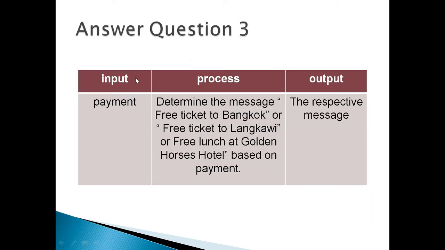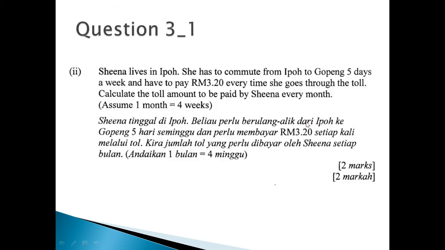Okay, so the input is payment, and then the process: determine the message, free ticket to Bangkok, or free ticket to Langkawi, or free lunch at Golden Horses Hotel, based on payment. And the output is the respective message. Okay, that's question 3. Question 3.1.